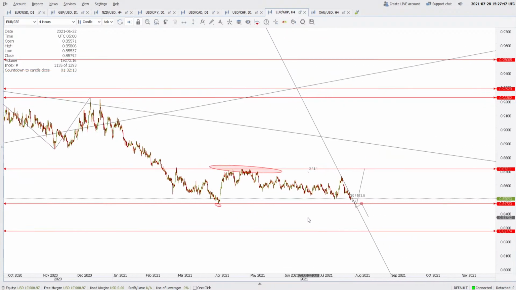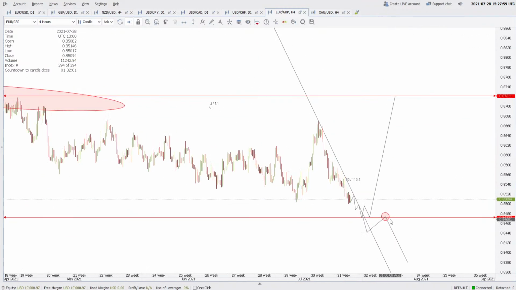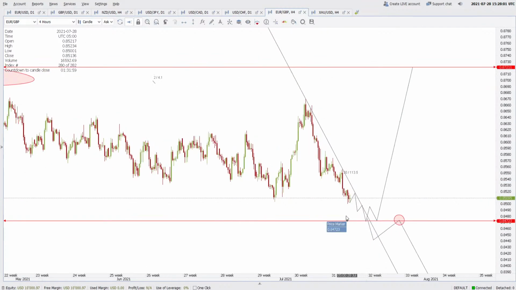No, we have not touched the bottom band already, because the previous bottom was at 0.8472. We are still trading 30 to 40 pips higher than that. There are still 30 to 40 pips for it to touch the lower band. But yes, we are very close to the band. There is a possibility that the price will rise from here.